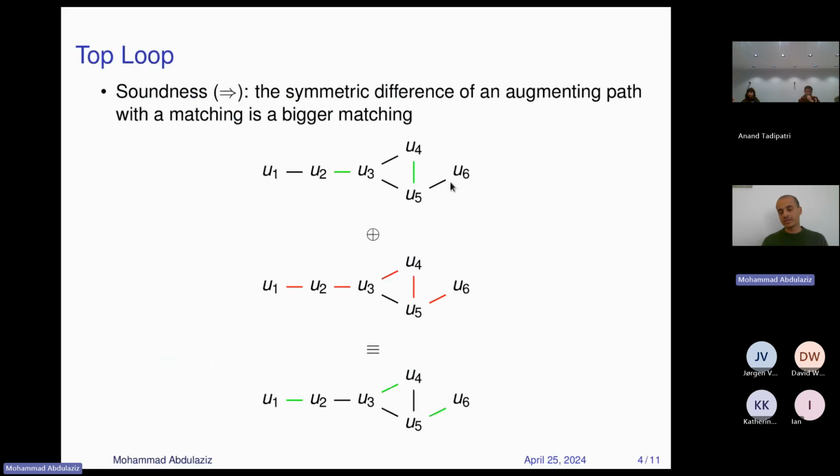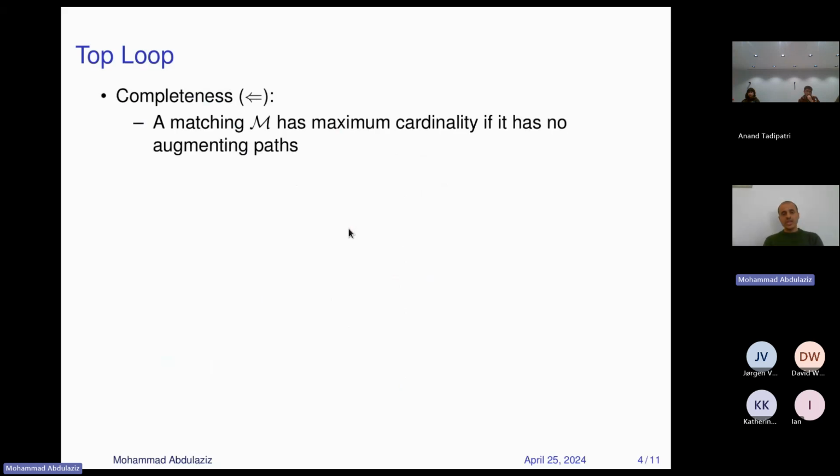because the first and last edges of the augmenting path are not in the original matching. That means that you will have at least one extra edge after you take the symmetric difference. So this is not a complicated direction. The complicated direction is showing that a matching has maximum cardinality if it has no augmenting paths, right? And proving this is not easy at all, at least non-trivial.